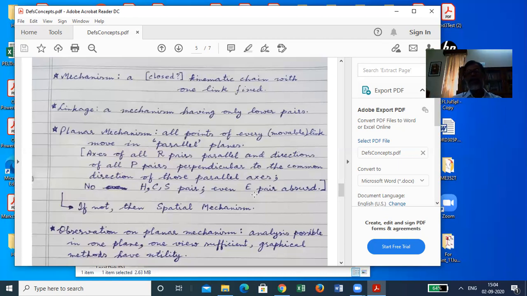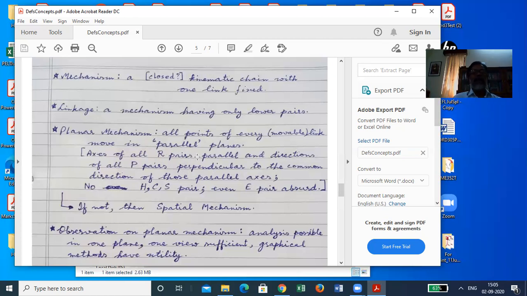So, whatever relative motions are possible in a planar mechanism, all of those motions are actually allowed in a planar pair, and that means there is nothing to study in it. Okay, so there is no constraint. It's just like a free body, for planar purposes. Fine. So even an E pair is absurd. Among lower pairs, you can have only R and P, and these will be the conditions. So this is a planar mechanism.